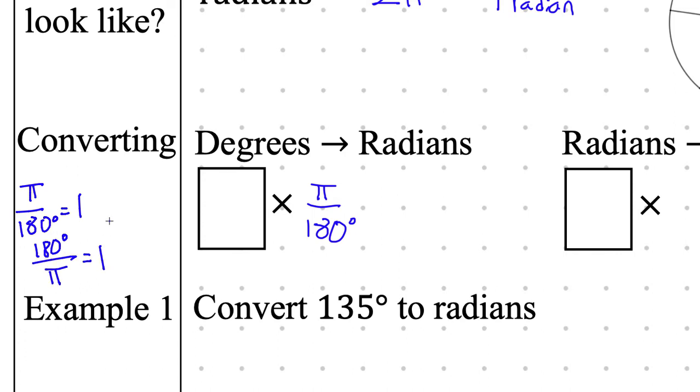By multiplying by this pi over 180 right here, we're not changing the value, we're changing the units. The angle is still the same angle. If I'm talking about pi over 2, boom. If I'm talking about 90, boom. It's the same angle, just in a slightly different form.